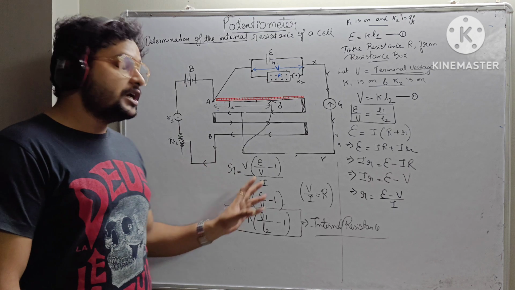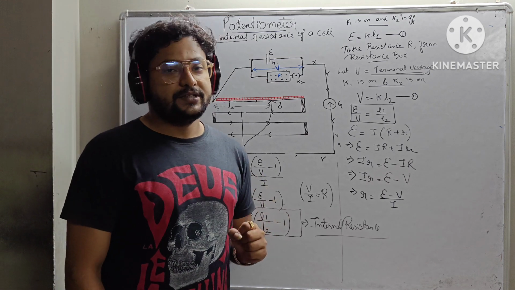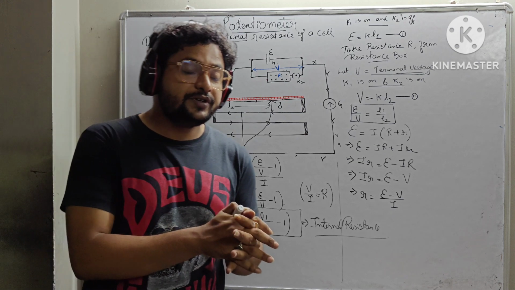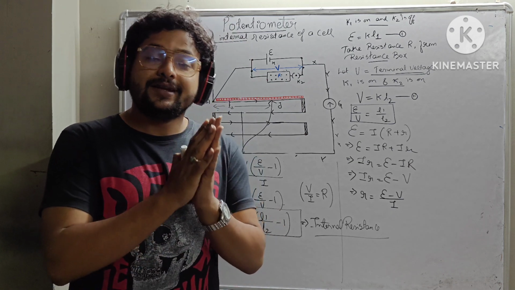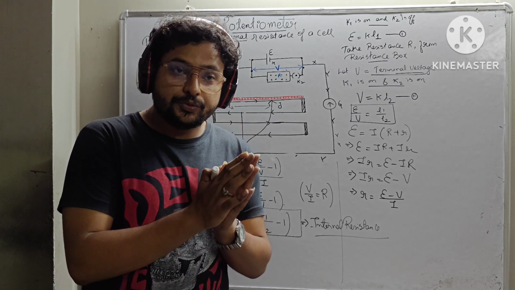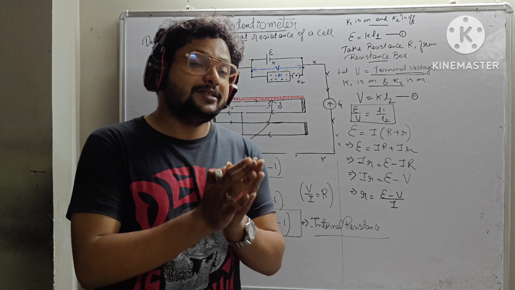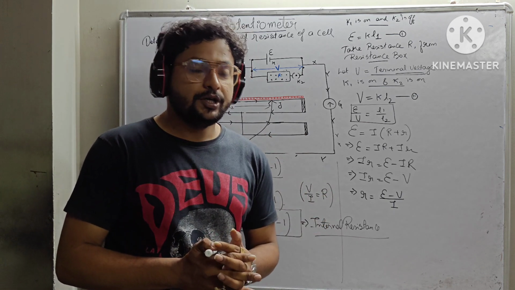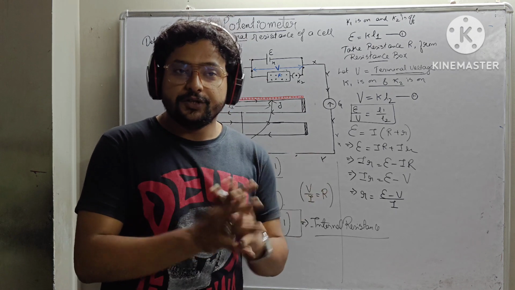So remember, this is how you can find the internal resistance of a cell. Those who have not seen my previous video, please check it out. Over there I have given a detailed explanation of the concept of the potentiometer and its uses, and in this video we have discussed two more uses. That was everything within your syllabus.